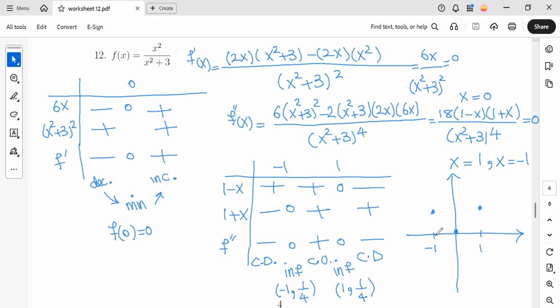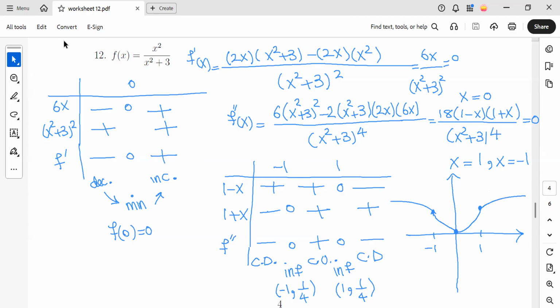But from negative 1 to 0, based on the f prime, since it is the left part of 0, it is decreasing. It means this way. And it is concave up. It means this way. After that, it is still concave up, but it is increasing. So concave down here, concave down here, left part decreasing, right part increasing.